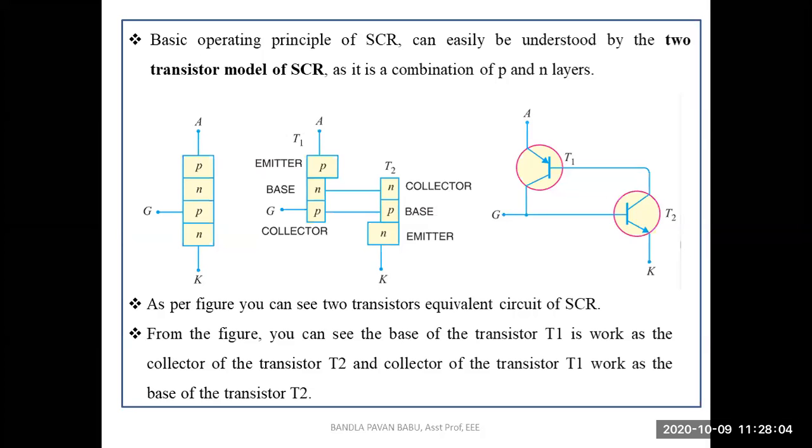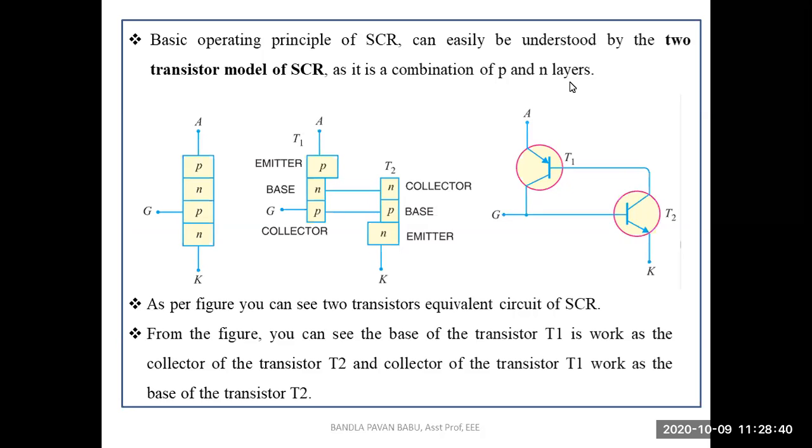So why do we have to bisect this into two, or consider it as a two transistor model? So that we can analyze its performance, I mean how we are going to perform the turn on and turn off. Its behavior is also similar to the transistor, that is, this SCR also performs like two transistors. So the basic operating principle of SCR is understood by the two transistor model of SCR.